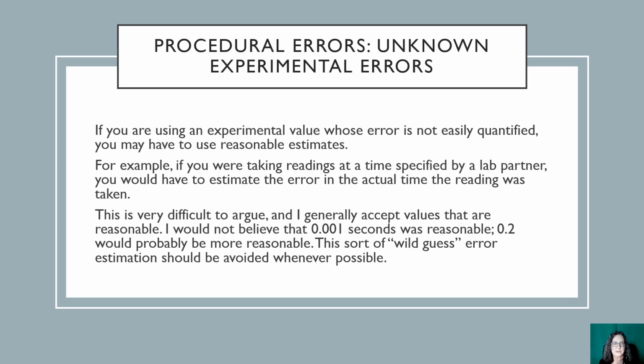I was getting some bizarre things like 0.001 seconds. Your reaction time is not 0.001 seconds. 0.2 is probably a little bit more reasonable. When you're doing these wild guess errors, try to figure out ways to minimize them. Video recording of your experiment is one way to do that. But don't underreport your error. That just causes all sorts of misunderstandings later in your analysis.